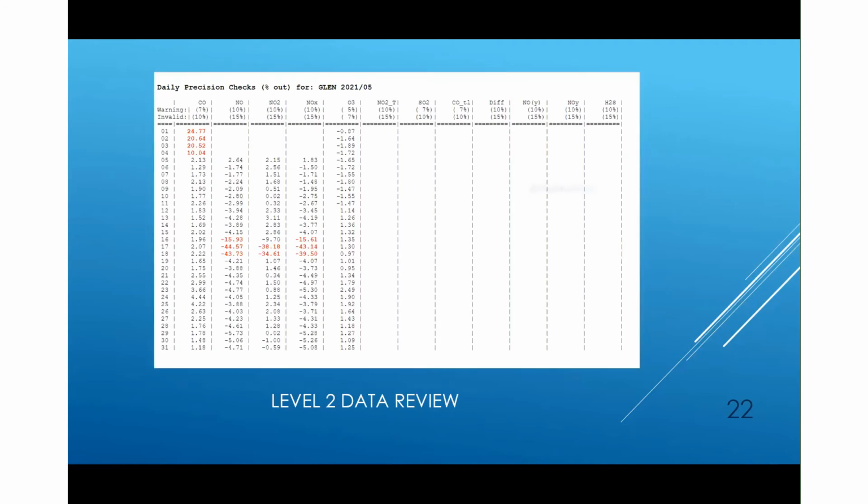And here's a snip of a report that we have programmed into our system, where we get PC checks for the month printed out. These can be reviewed on a monthly basis. We can see where the PCs were out and where data will have to be invalidated.